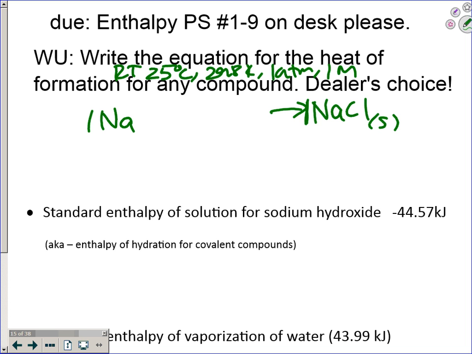1 Na solid plus. How do I write that? Just Cl? That's not an element. Yes, it's in its elemental state, which is the molecular form. Wonderful. So solid sodium plus half a chlorine gas molecule yields 1 sodium chloride.